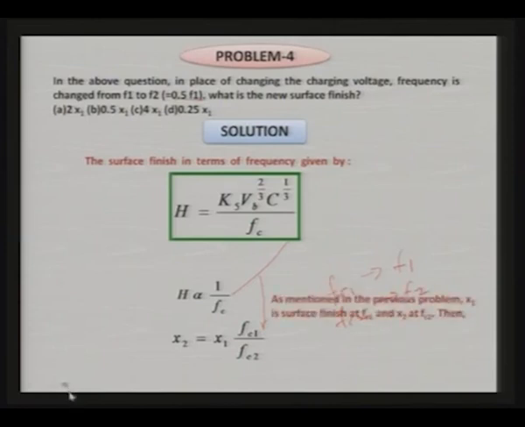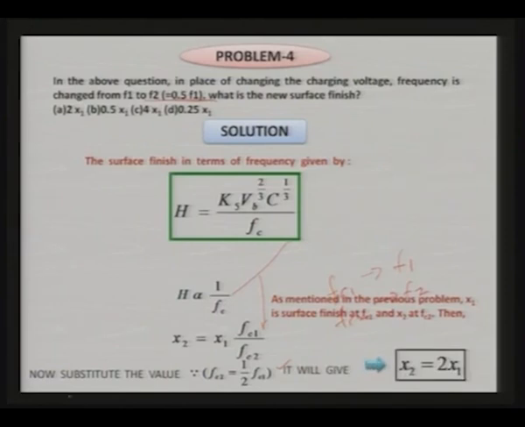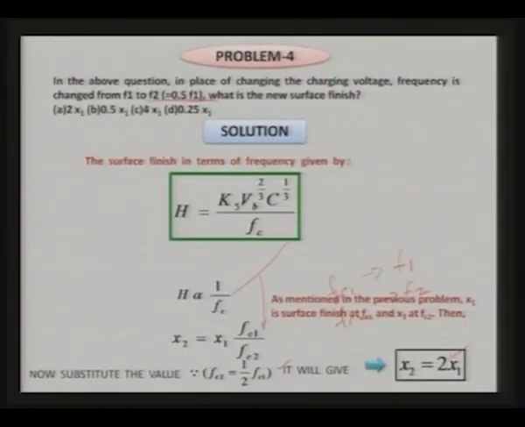So, as mentioned in the previous problem, x1 is surface finish at F1 and x2 is surface finish with FC2, then you substitute the value, and you get FC2 is half the value of FC1. This is given over here. Now, if we substitute this particular value, then you will get x2 is equal to 2 x1. That means, when frequency of sparking is decreasing, then surface roughness is becoming poorer. That means, it becomes double of what you get in case of F1.